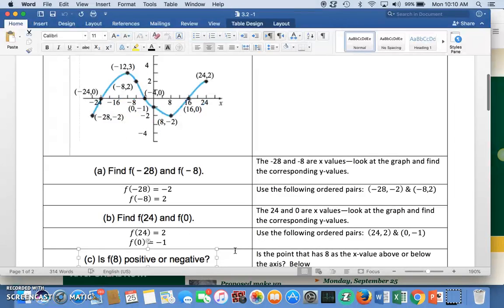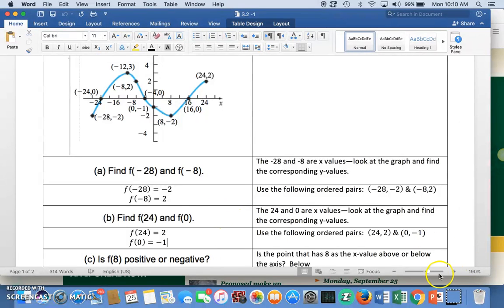A similar situation here, f of 24. We go to the positive side, 24, read up, and find the corresponding y to be 2. F of 0, this is where x is 0. You hit right down here. These are the coordinates of that point. When x is 0, y is negative 1.